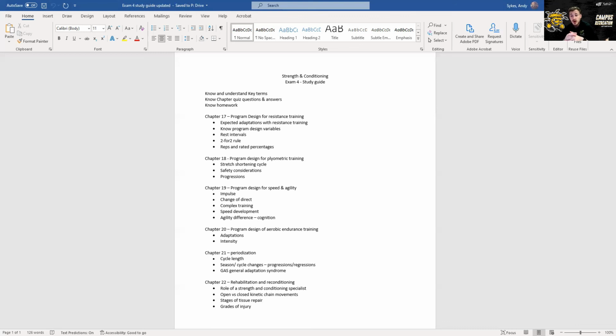Last chapter is 22, rehabilitation and reconditioning. So knowing the stages of repair, or even let's start with the types of injuries. So the stages or grades of injury, first, second, and third, whether it's a muscle strain or a joint sprain. So joint is sprain, muscle is strain. Grade 1 is a partial tear, still being able to use it, but it is painful. So partial tear, but still able to function just with pain.